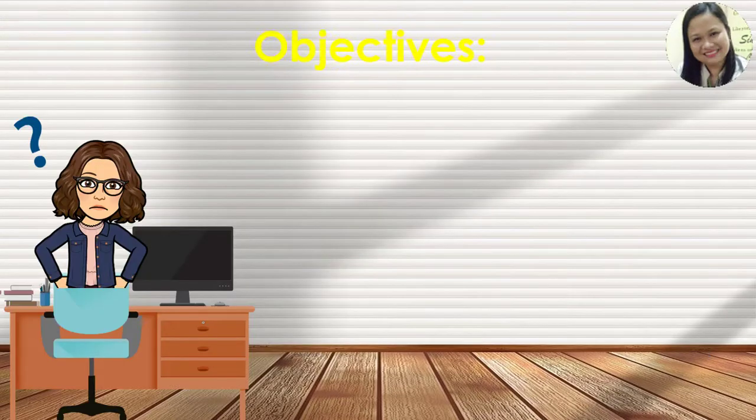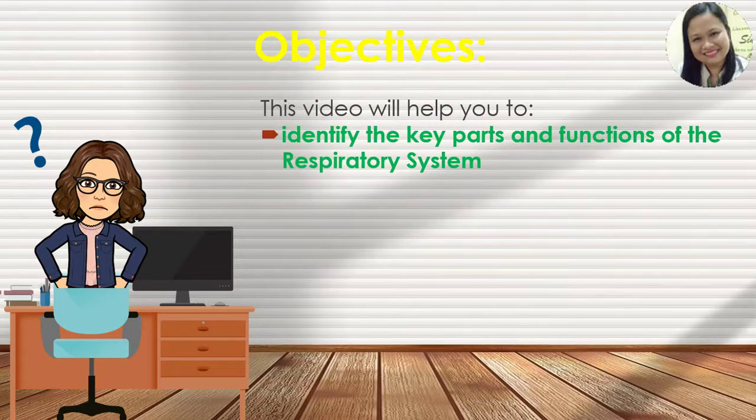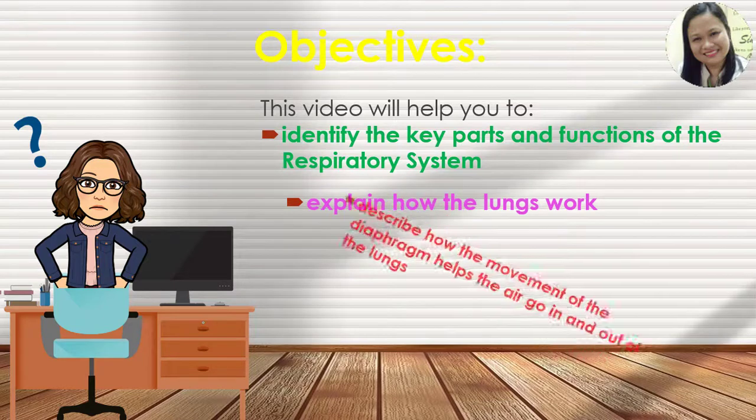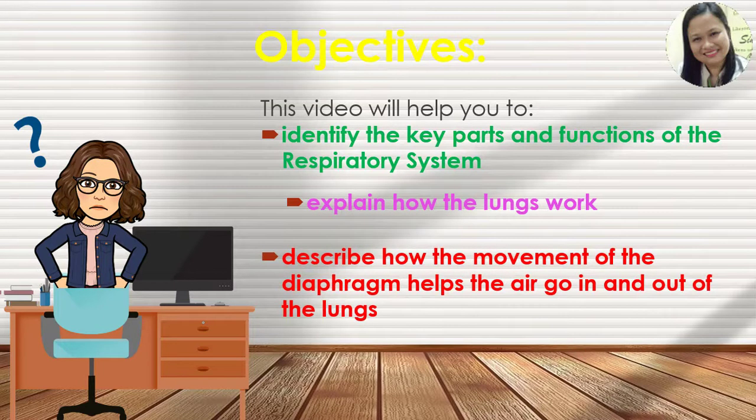What are the objectives? Number 1. Identify the key parts and function of the respiratory system. Number 2. You have to explain how the lungs work. And the last is, describe how the movement of the diaphragm helps the air go in and out of the lungs.